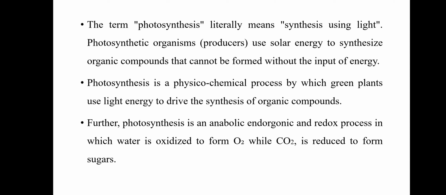And the main producer of the food chain is the green plants because they have chloroplast and chlorophyll pigment in it, which can capture solar energy and helps in the preparation of food for the plants. Photosynthesis is a physico-chemical process by which green plants use light energy or radiant energy to produce or manufacture the organic compounds. Photosynthesis is an anabolic process.